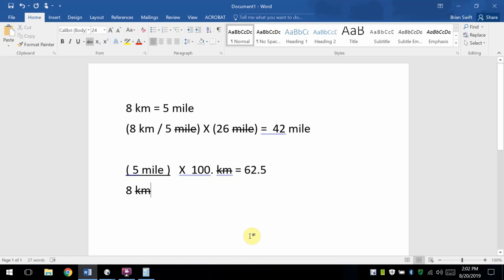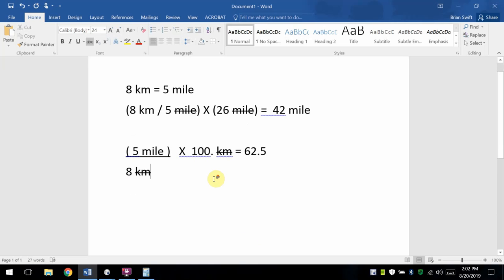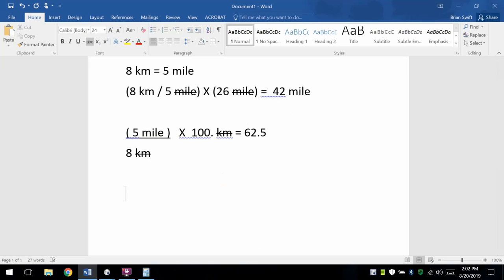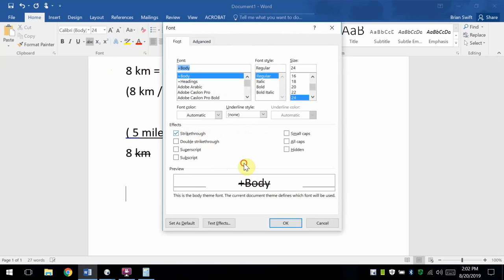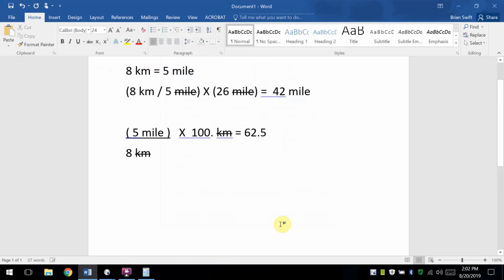Those are unit conversion factors. Now, sometimes we're going to have something like 22 grams per centimeter cubed.